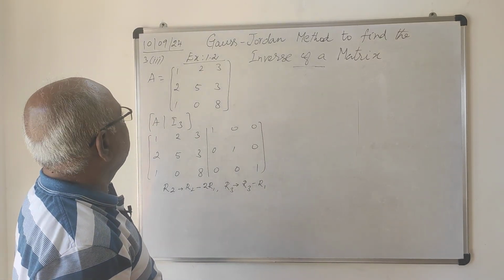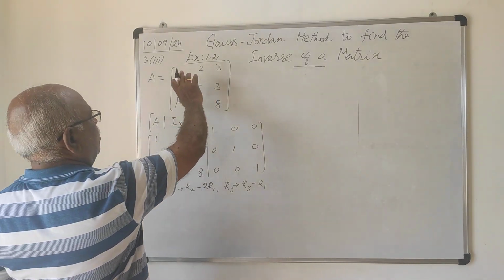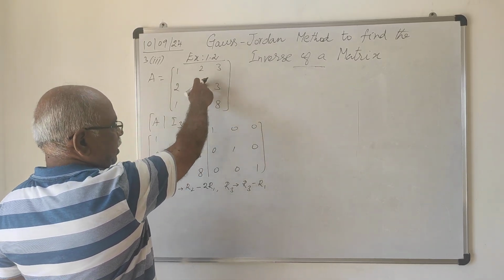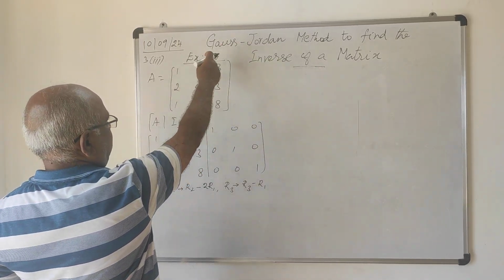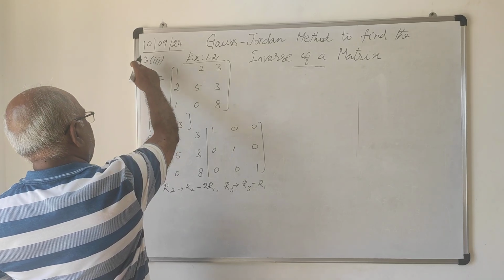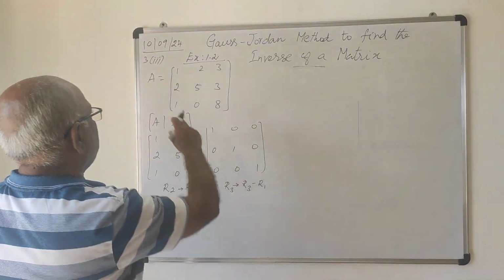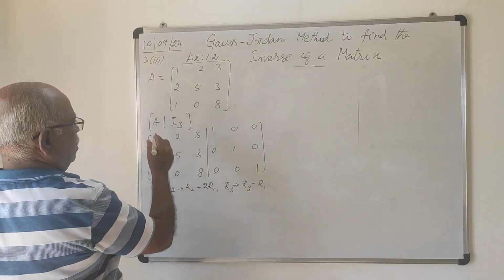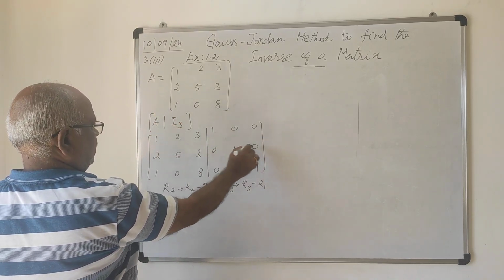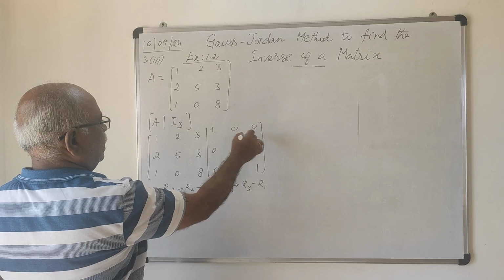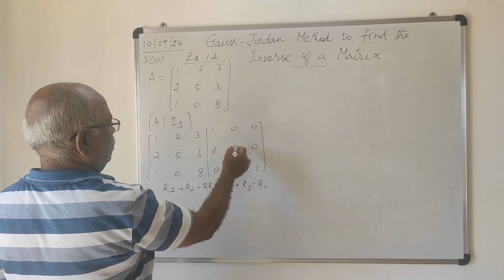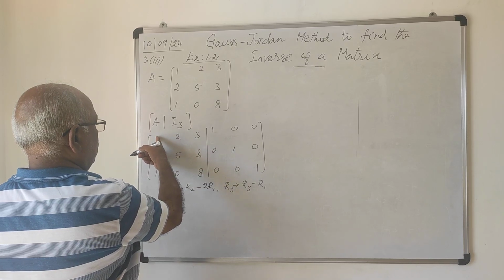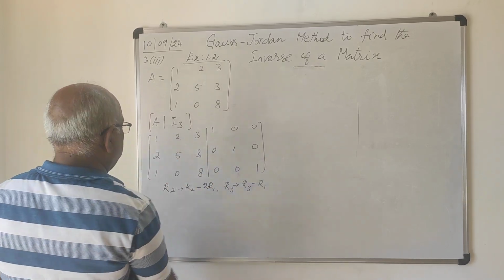Next we will solve a similar 3 by 3 matrix problem, and I have to find the inverse of this matrix by using the Gauss-Jordan method. It is in exercise 1.2, the third subdivision of the third problem. A is the given matrix 1, 2, 3, 2, 5, 3, 1, 0, 8. By the Gauss-Jordan method, A augmented with the identity matrix I3: 1, 0, 0, 0, 1, 0, 0, 0, 1. I operate R2 minus 2R1 and R3 minus R1.